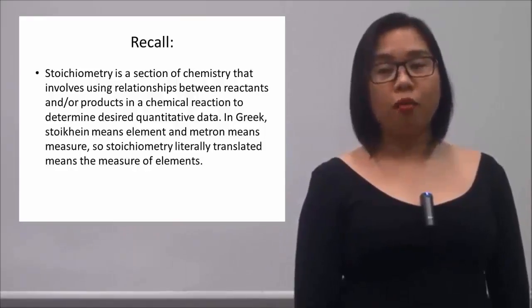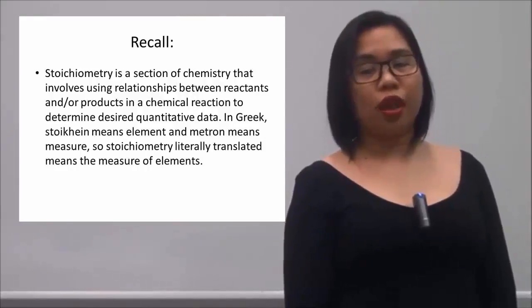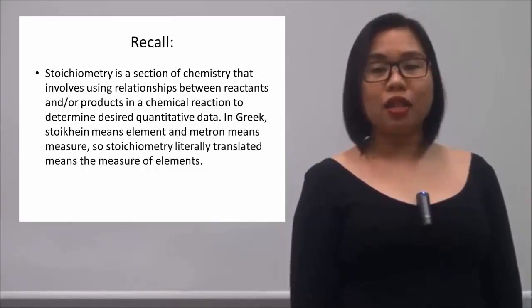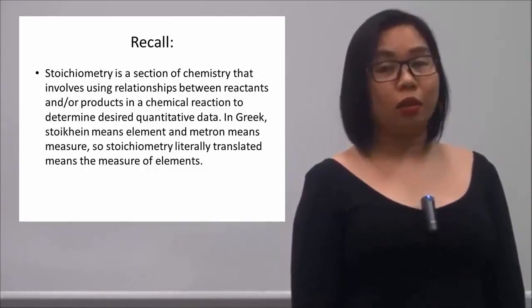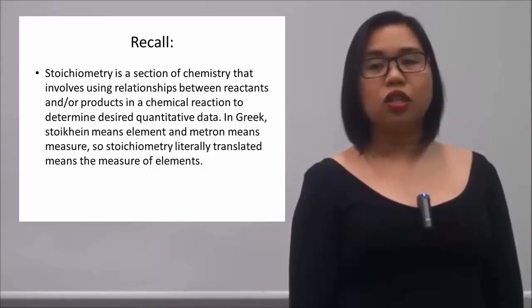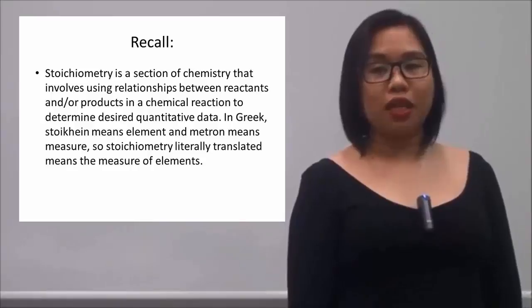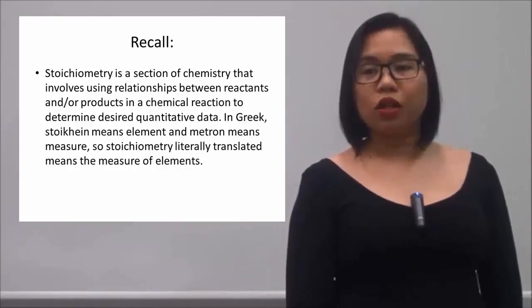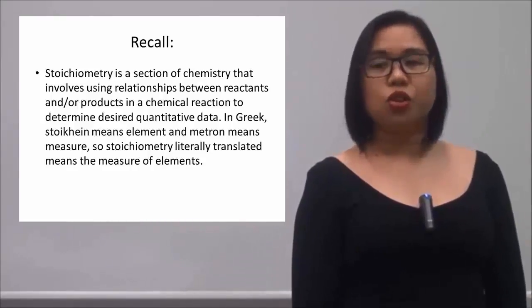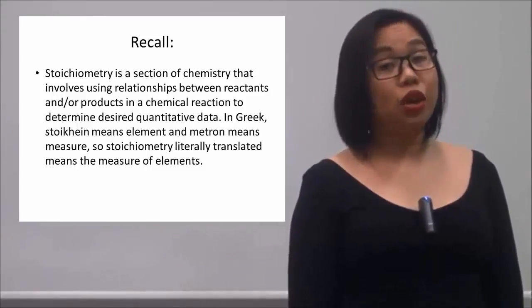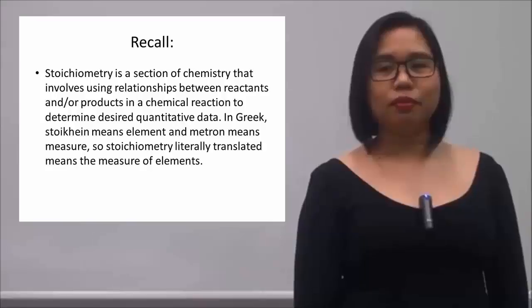Recall that stoichiometry is a section of chemistry that involves using relationships between reactants and/or products in a chemical reaction to determine desired quantitative data. In Greek, stoikon means element and metron means measure. So stoichiometry, literally translated, means the measure of elements.